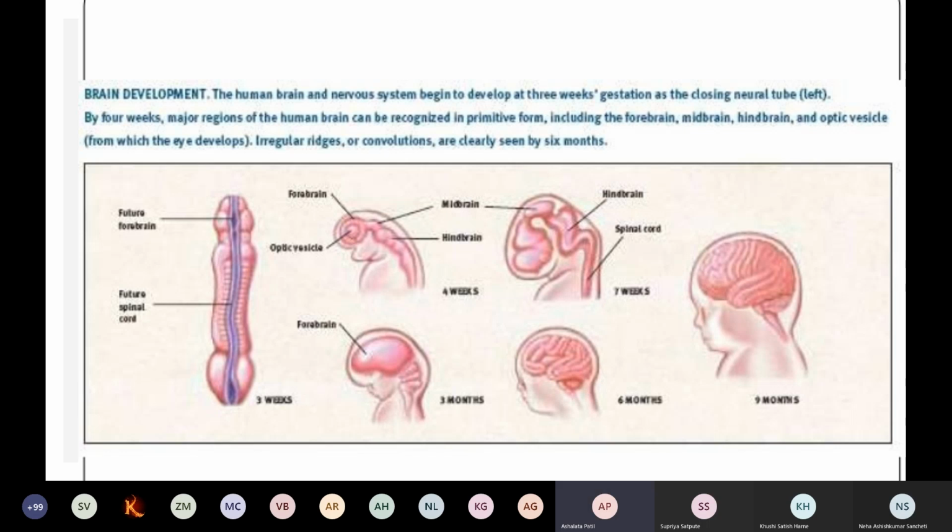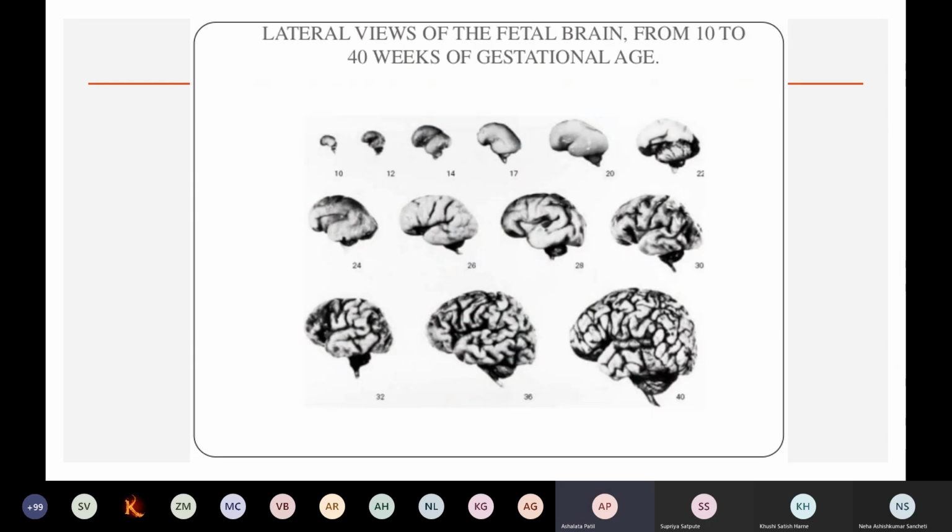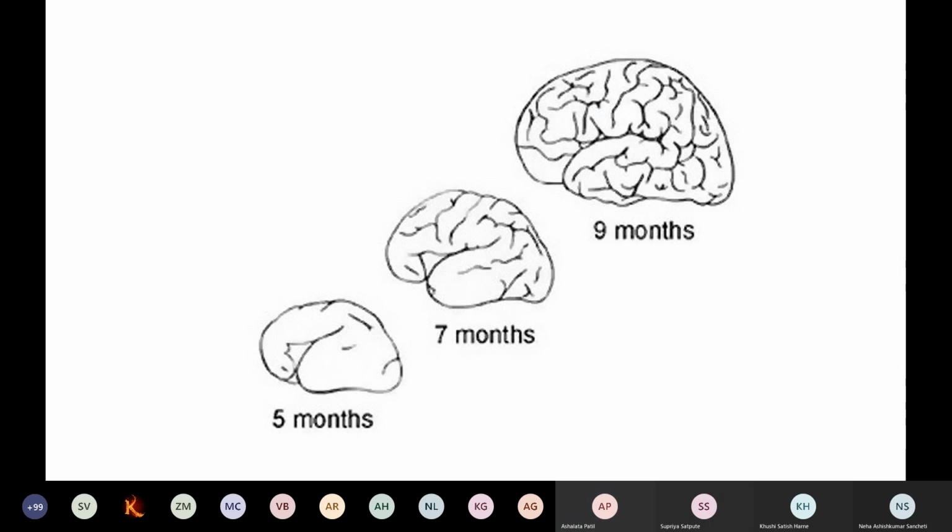This is showing the stages of development through various periods. Up to the 6th month, if you see the brain, it is smooth. There are no sulci and gyri, but by the 7th month onwards, these sulci and gyri are well developed.